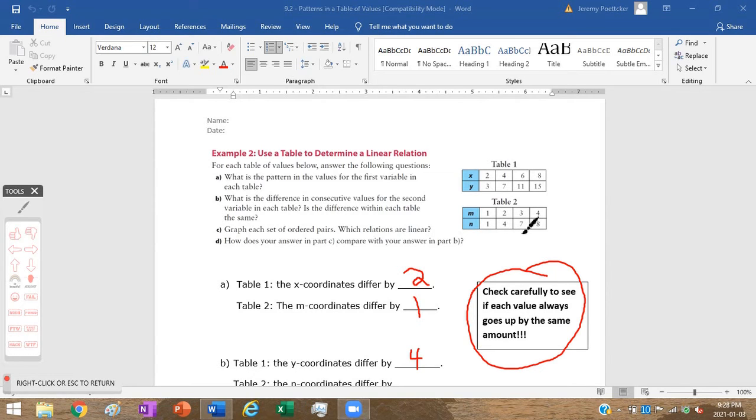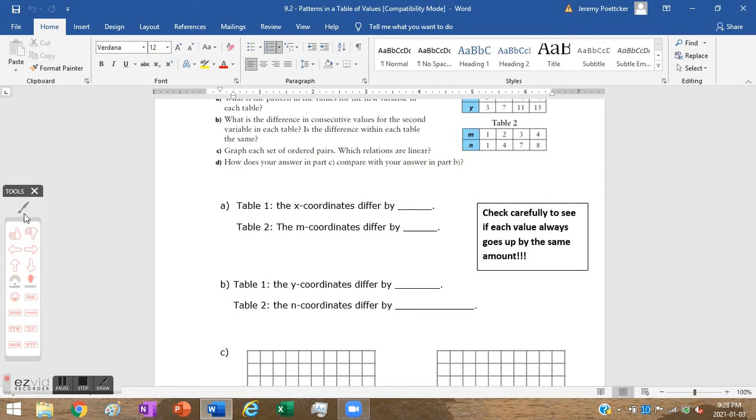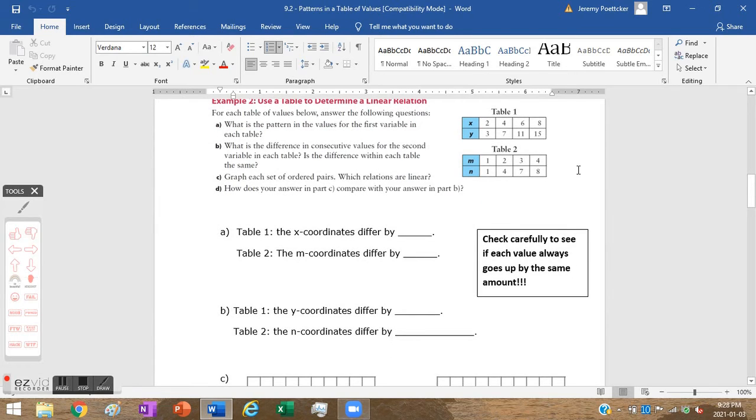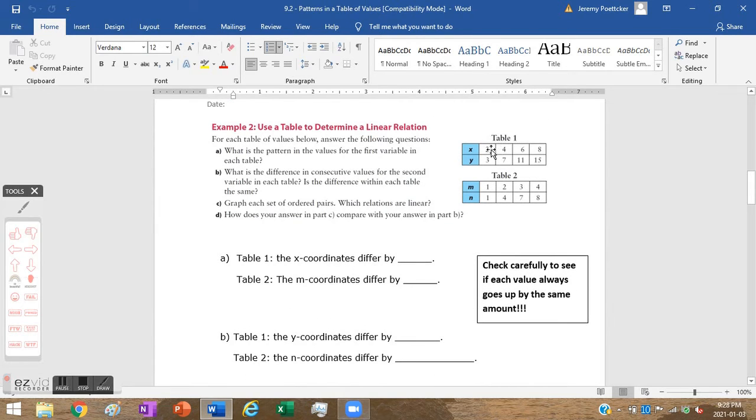Yeah, we make sure. This is really important here. Check carefully to see if each value always goes up by the same amount, because it can mess you up if they don't. So the y coordinates differ by 4. Okay, n coordinates here differ by 1 plus 3 would give me 4, 4 plus 3 gives me 7, and if I stop there, I might think, oh, it's going up by 3 every time. Uh-oh. 7 plus 1 gives me 8. There's a problem.